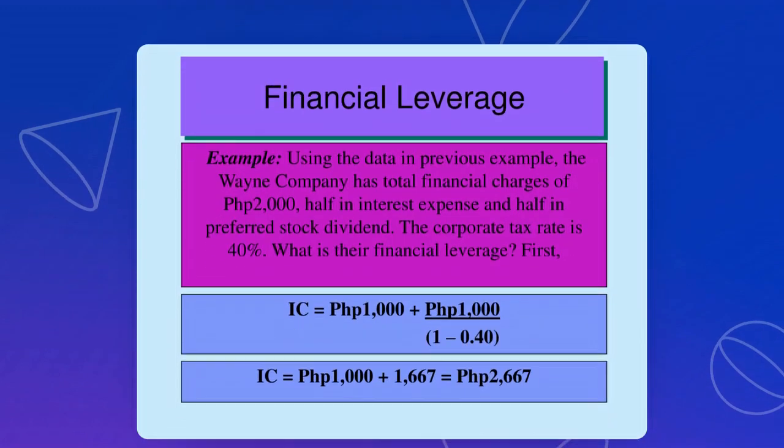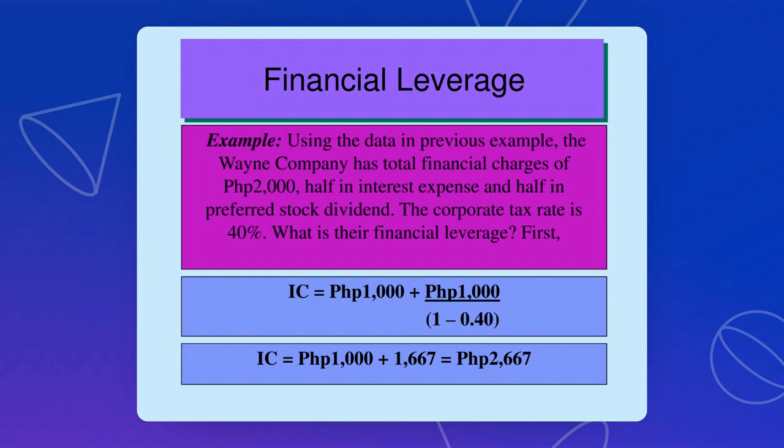For example, how do we compute your interest charge? Using the data in the previous example, the Wayne Company has total finance charges of 2,000, half in interest expense and half in preferred stock dividends. The corporate tax rate is 40%. So what is your financial leverage first? The interest charge is 1,000, which is your interest expense, because of the 2,000, 1,000 is interest expense while the other is part of your preferred stock dividends.